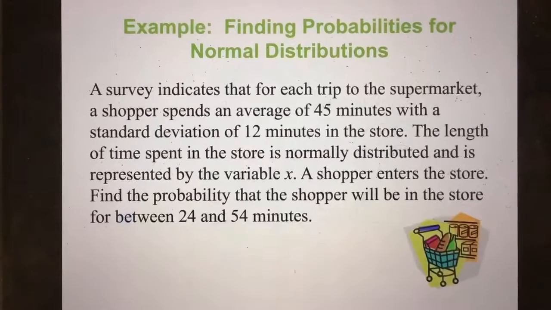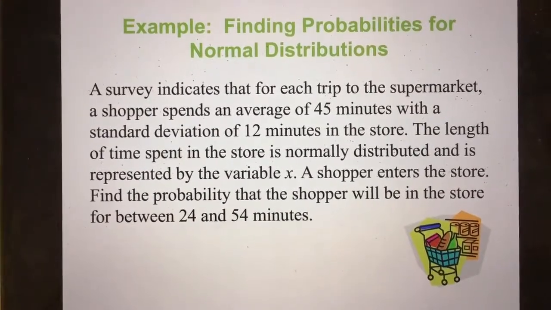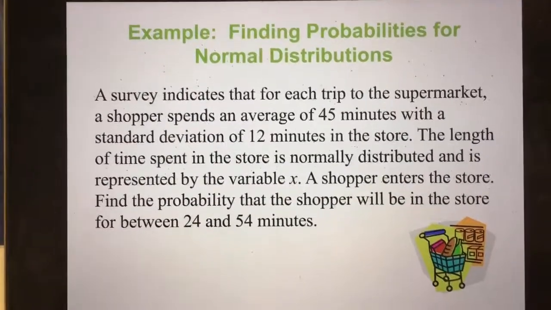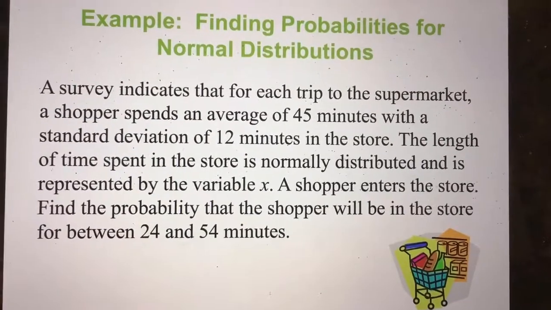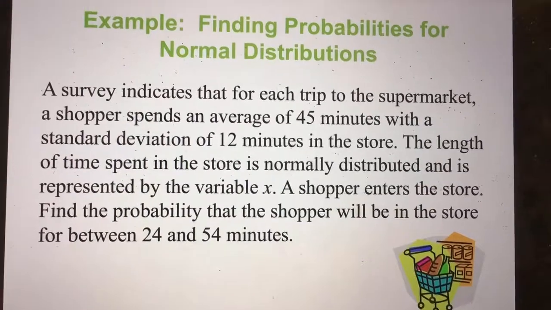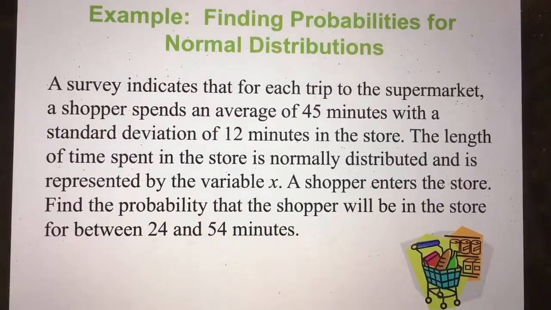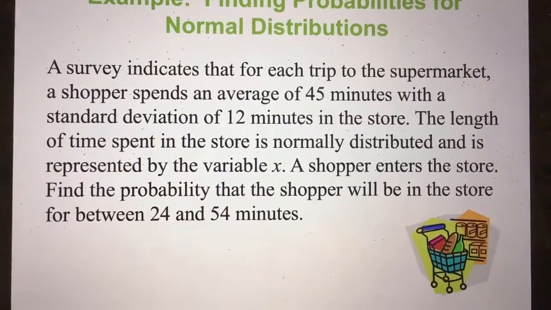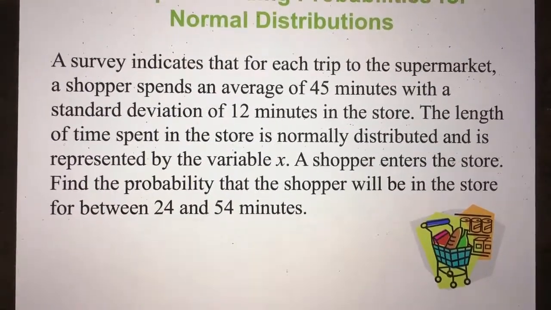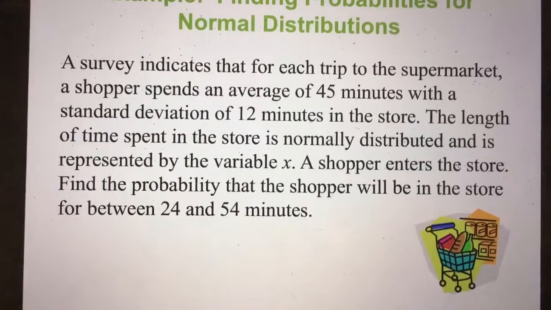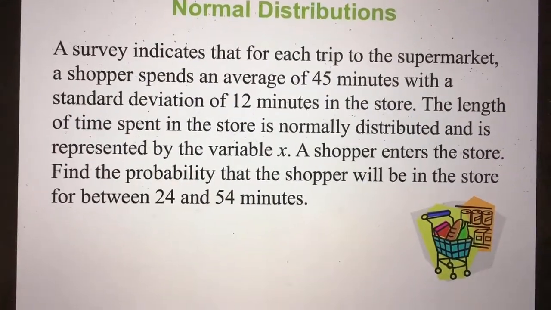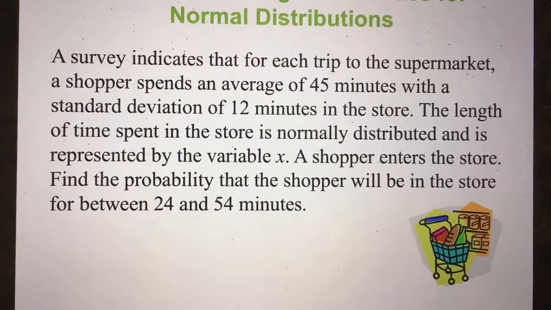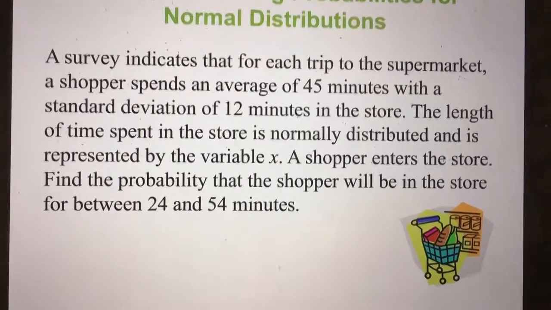as the probability that someone randomly chosen is going to get a new cell phone before 1 year is up. Okay? And the last one that we're going to do in this slide: a survey indicates that for each trip to the supermarket, a shopper spends an average of 45 minutes with a standard deviation of 12 minutes in the store. The length of time spent in the store is normally distributed and is represented by the variable x. A shopper enters the store.